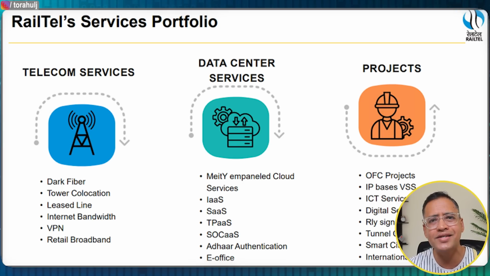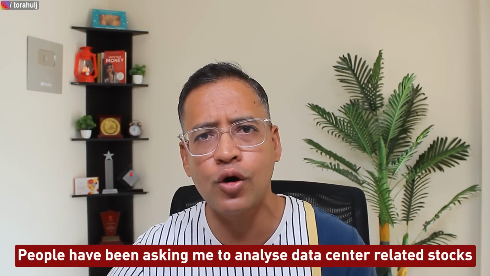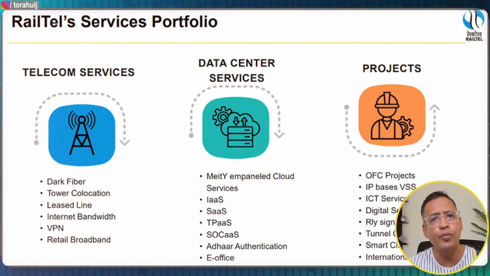If I talk about what this company actually does, many people think that this is only working for the railways of India, but that's not the case. They are into mainly 3 segments: telecom services, data center services, which is also the talk of the town. Many data center related stocks people have been asking me to analyze. I'm going to come up with a video on data center stocks very soon, so hopefully you will get to hear on that. And lastly, they do projects work as well, which is what is driving the main growth of this company.